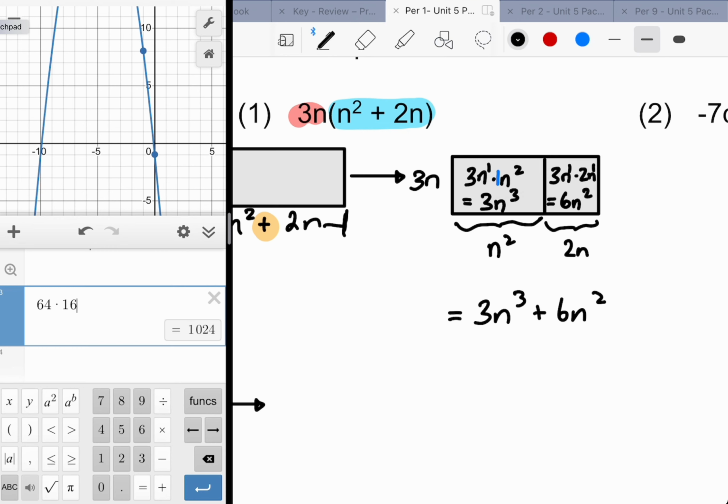Now, what you'll see as a shortcut for this is the idea that I took the 3n, I multiplied it by the n squared. I also took that 3n and multiplied it by the 2n, in each case multiplication.